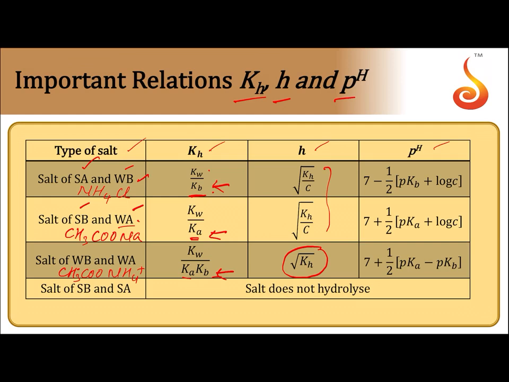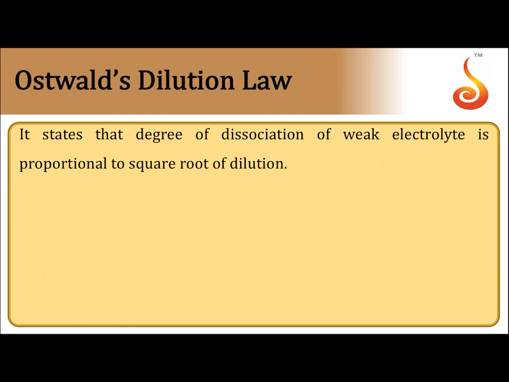When both of them are weak here, it will be 7 plus pKa by 2 minus pKb by 2. That way, try to remember the formulas. And when both of them are strong acid and strong base, something like NaCl salt, the salt never hydrolyzes and therefore formulas will not be there for a salt of strong acid and strong base.